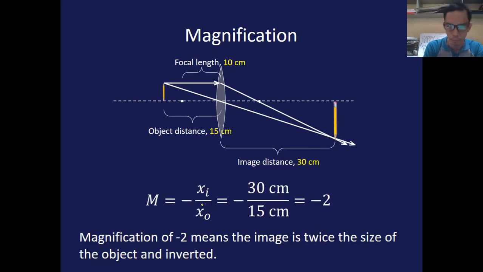Let's find out. In this problem, the 30 cm that we got earlier for the image distance is divided by 15 cm.